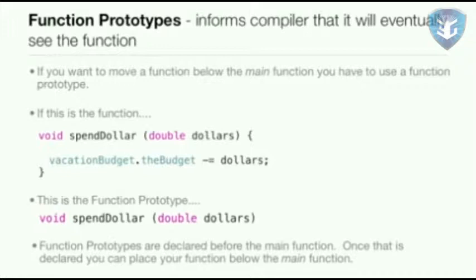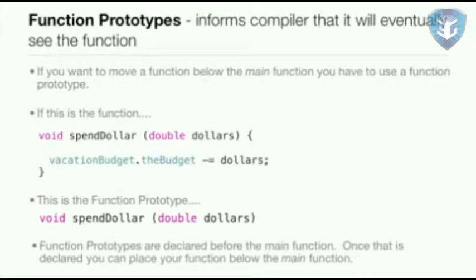So it needs to know that there's going to be a function there to run what main is depending on it to run. So if this is the function, void spend dollars, double dollars, and then everything inside the braces, the function prototype is void spend dollars, parentheses, double dollars. And you put the function prototype where the function was, and then you can move that function any place in the program and it'll be fine.